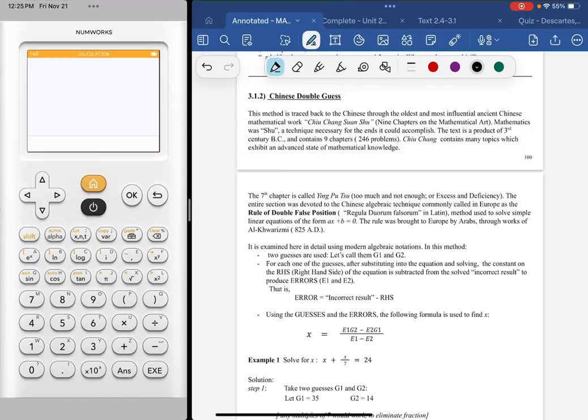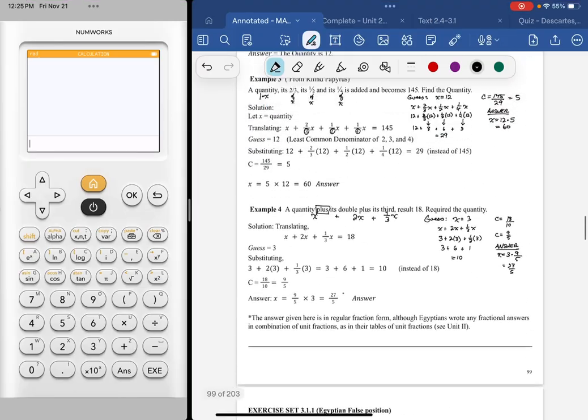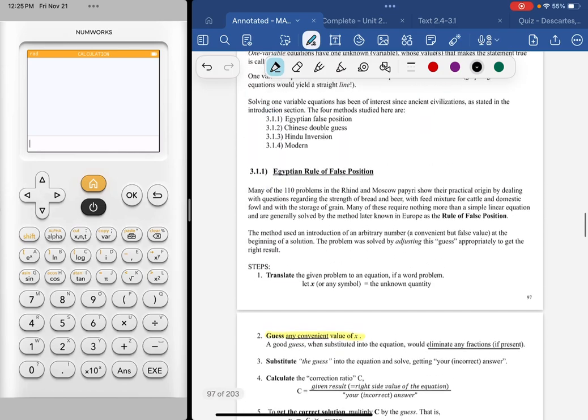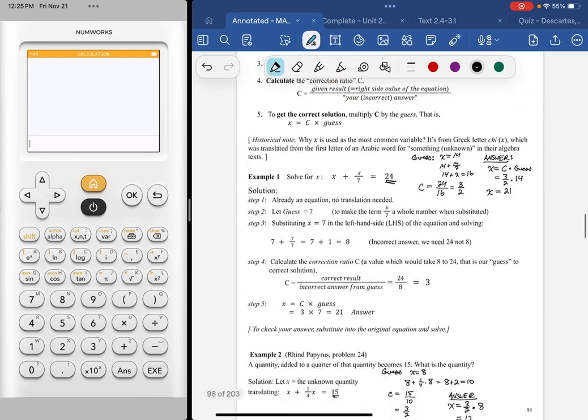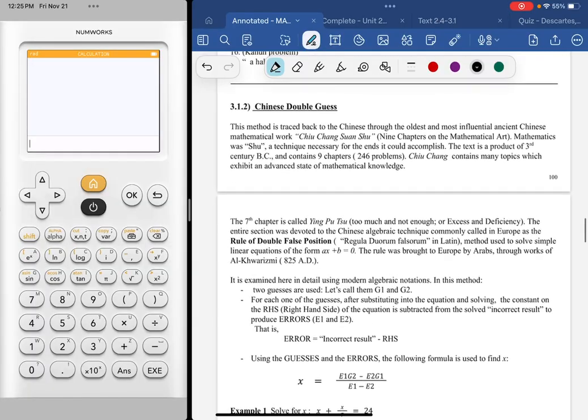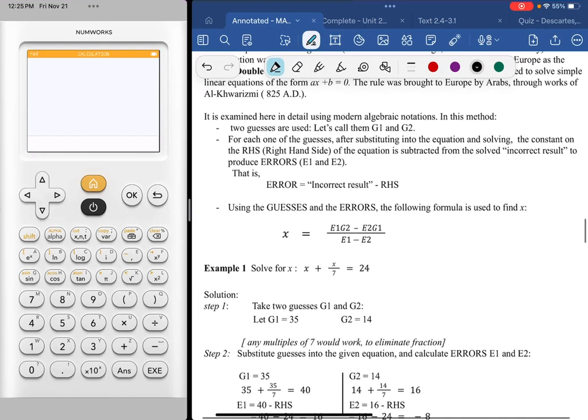So I'll take you through an example here, but the process behind it really is kind of along the lines of what we did in the Egyptian cases. We would make a guess, right, if we were using false position. It's really just kind of like the double false position, but it's what we do with it afterwards that's going to make it unique. So we make two guesses. We run through with those two guesses.